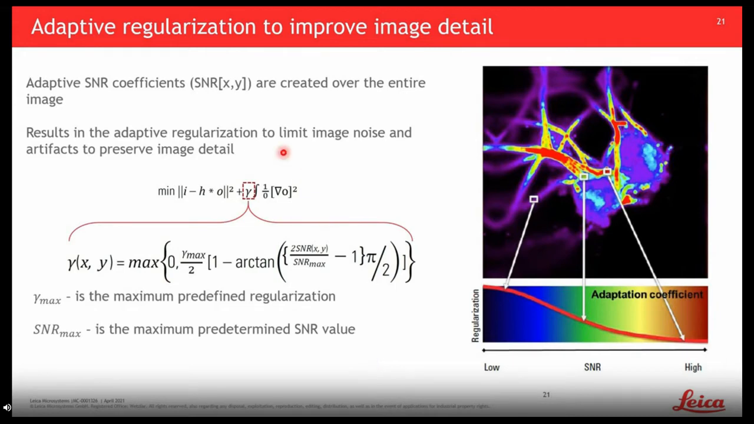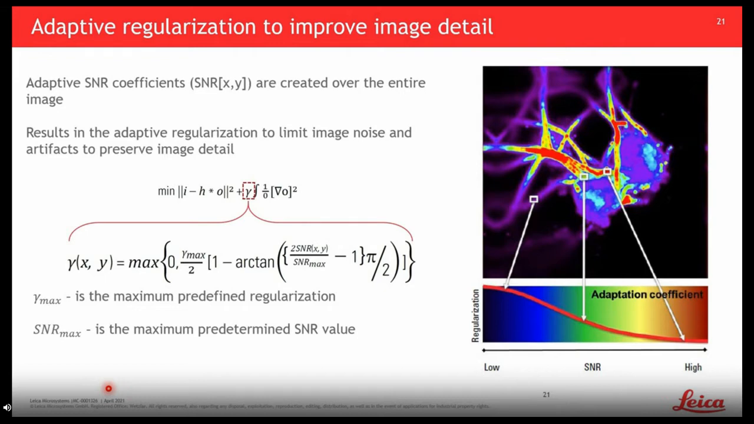We're already familiar with the function to minimize for deconvolution. And as I mentioned, gamma is the regularization term that nonlinearly scales with signal to noise, or SNR. Here is the function that relates to SNR, where gamma max is the maximum predefined regularization. So based on the previous slide, that would be the default value of 0.05, and SNR max is the maximum predetermined SNR value.